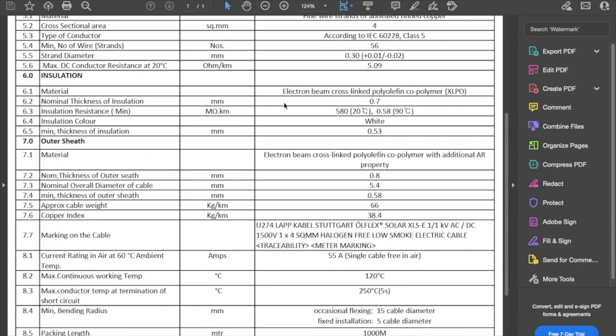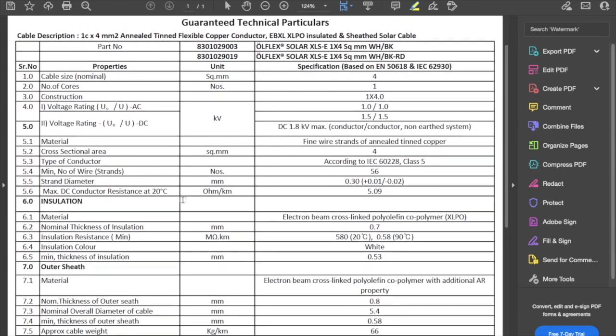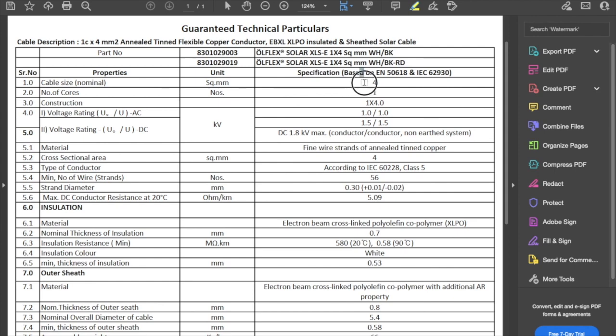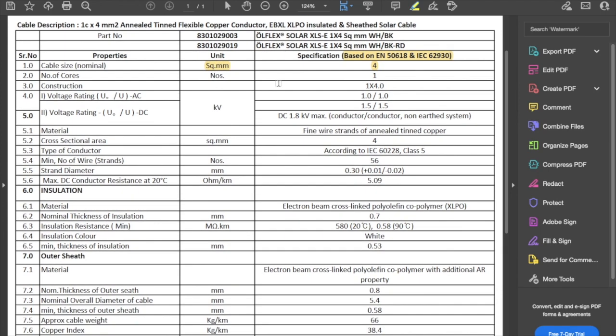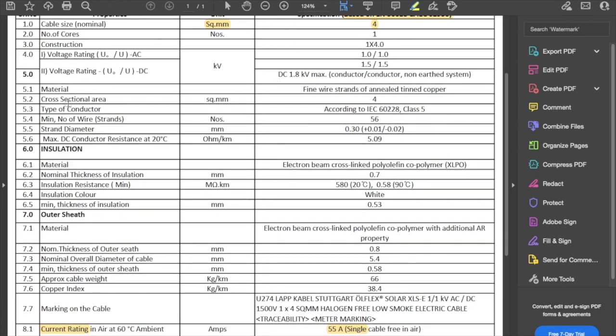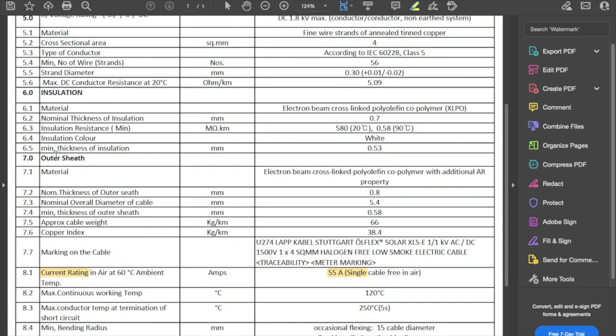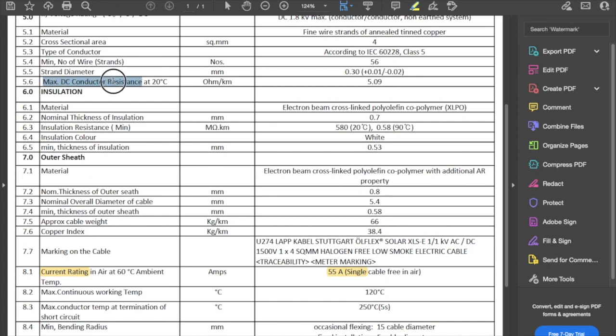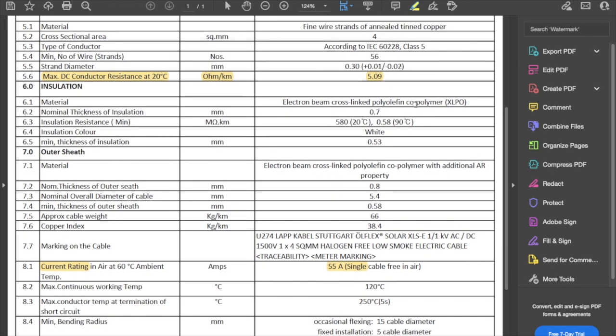So now let's check. This is the data sheet of one of the cables that is available in the market. We can see here the current rating of 55 amperes is given in the data sheet. The size of the cable that we have selected for this is a 4 square mm DC cable. You can see here 4 is the cross-sectional area. This is a single core 4 square mm DC cable. Now these are different properties of the cable. Also, the DC conductor resistance in ohms per kilometer is given as 5.09 at 20 degrees Celsius. So we'll be using this value later in the example.